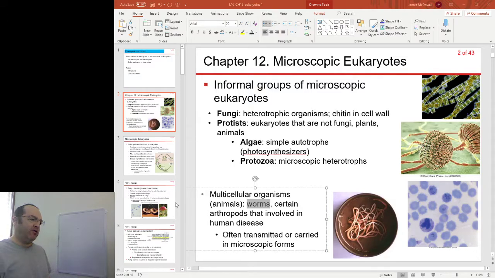Okay, so I was talking about the wormy type of animals. These are animals, so they're multicellular, and we'll look at their cell structure. And then the other kind of important animal we'll look at are the arthropods, things like insects and arachnids. Very important, not just because some of them do directly cause disease, but they're very important in spreading disease. They are vectors for many kinds of diseases.